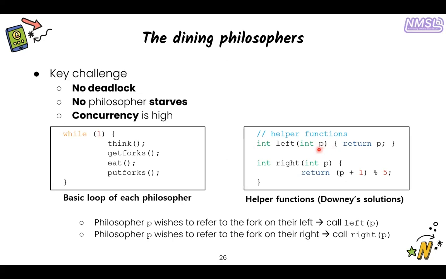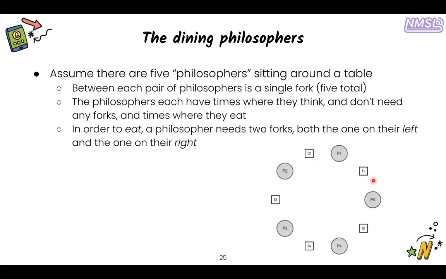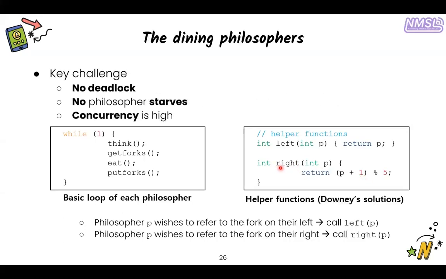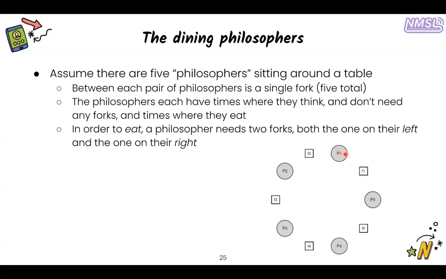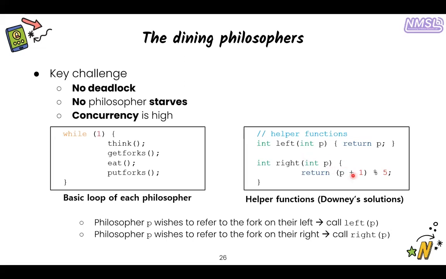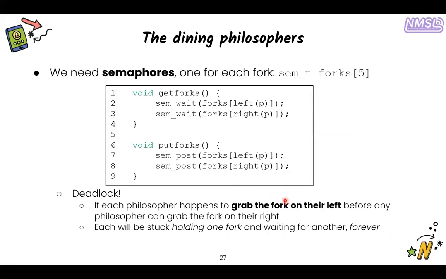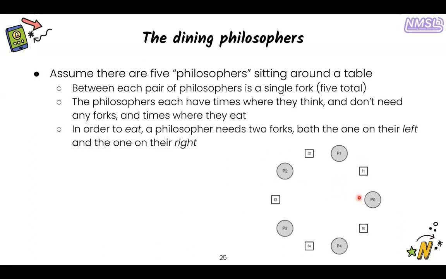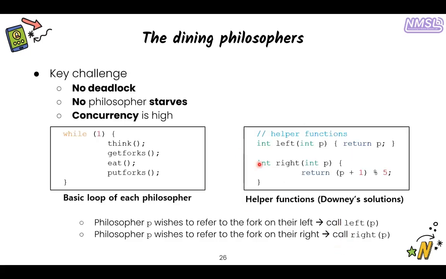So if I'm P1, I want fork 1. So that's left. Right is instead P+1. If I'm P1, for right I want to get F2. Now, the modulo here is for the case where, let's say, I'm P4, because my right is F0. So this is the helper function.